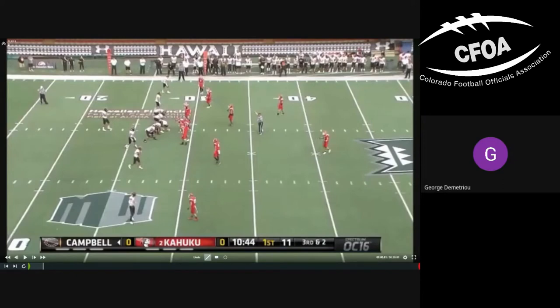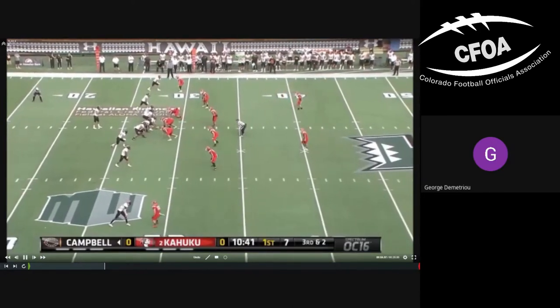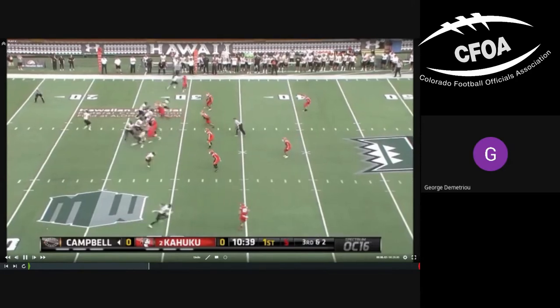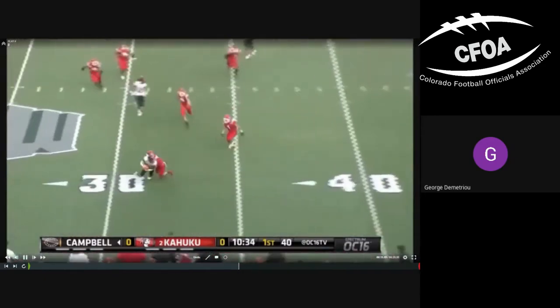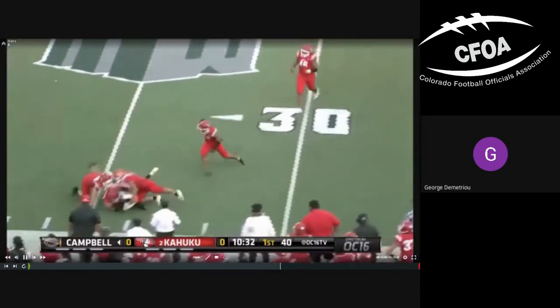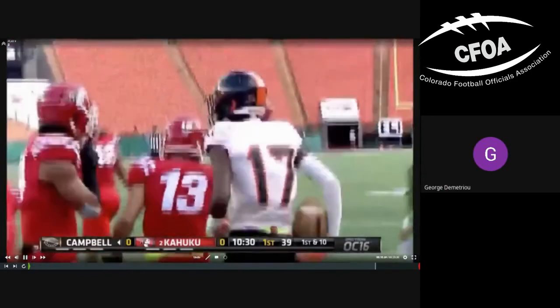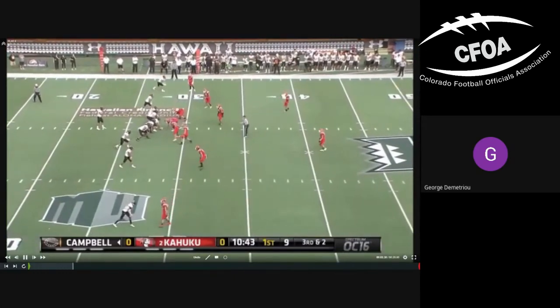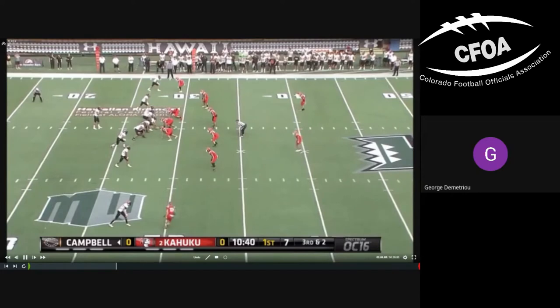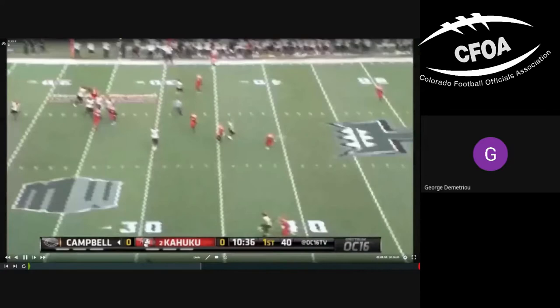Okay, so now we go to a more exotic scenario here, the Aloha Bowl. We have a private school versus a public school. And one of the things we're going to do when we're done is give you a pronunciation test on all the Hawaii school names. Campbell. On this play, there's a 10-yard pushback. And it looks like they managed to get a good progress spot.